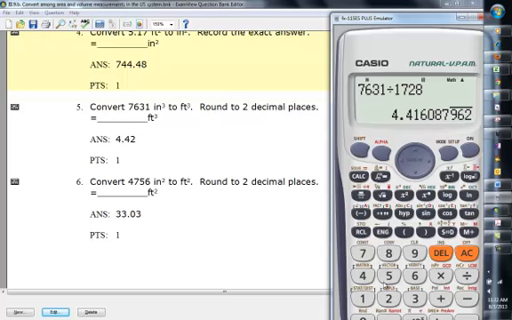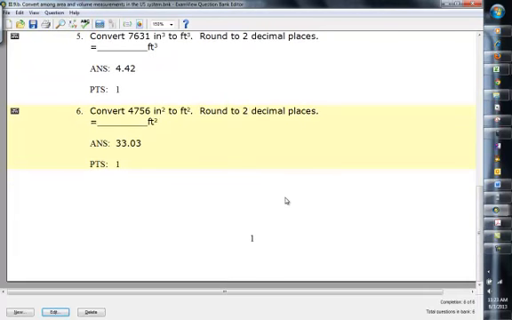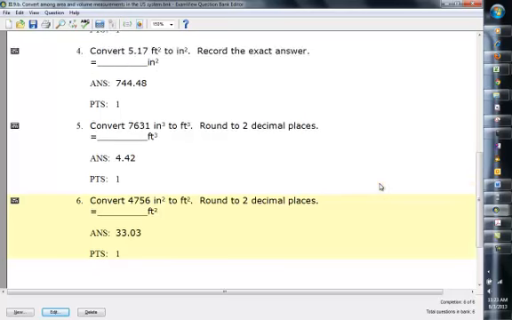Inches squared, so 4,756. This time we're going to divide by 144 because there's 144 square inches in a square foot, and we get 33.03. These are the problems for 3.9.b on conversions.